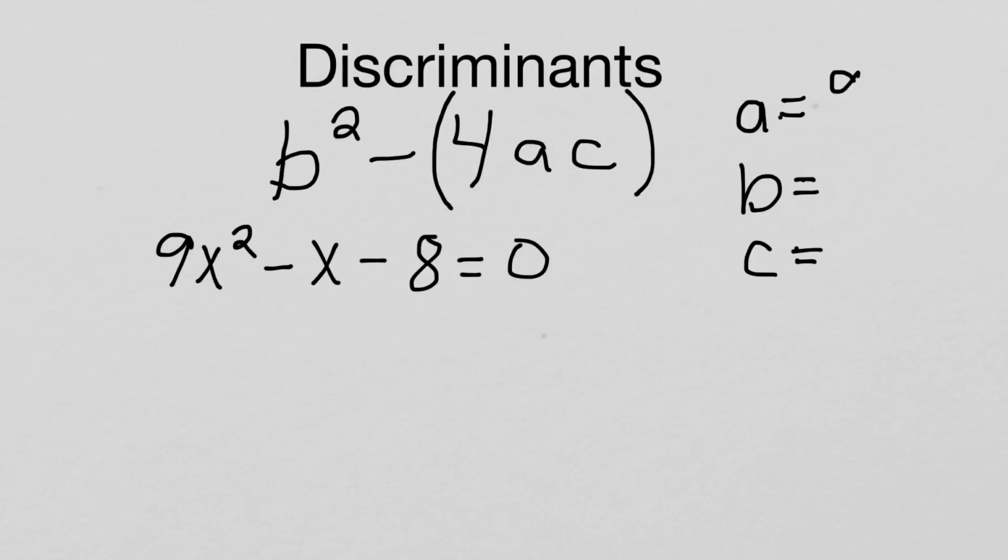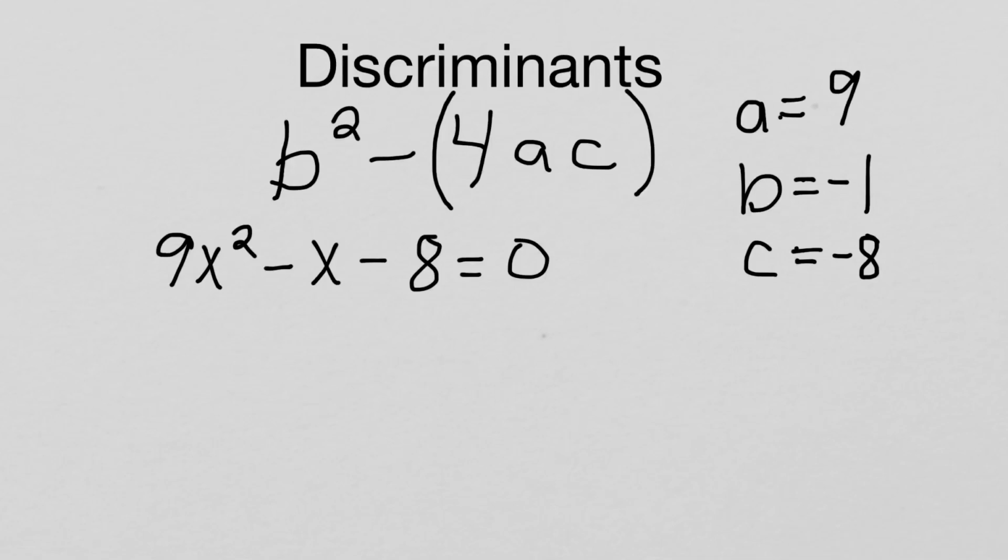A equals 9. B equals, we got minus x. I hope by this point in your algebra career that you see that this is going to be B equals -1. There's a 1 implied in front of that x. And finally, for C, it's going to be -8. All right, let's set this up.